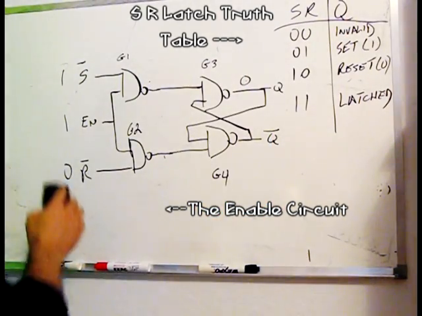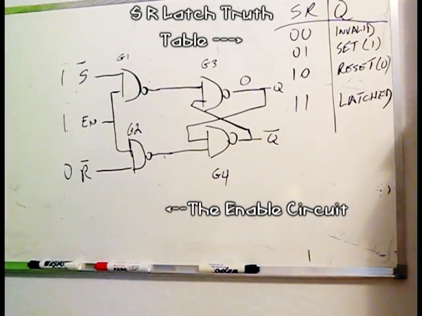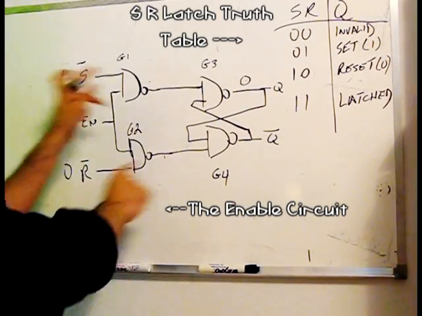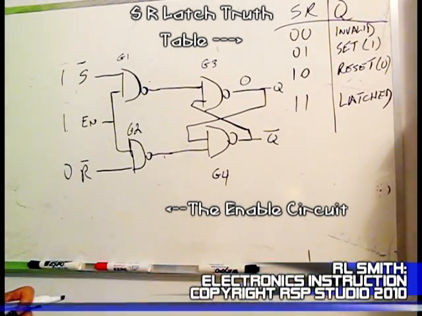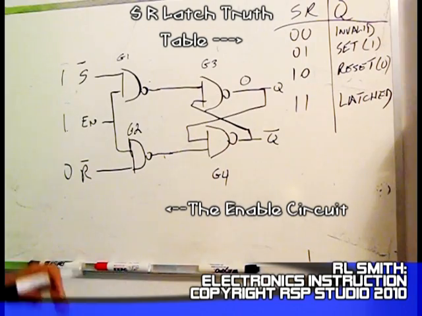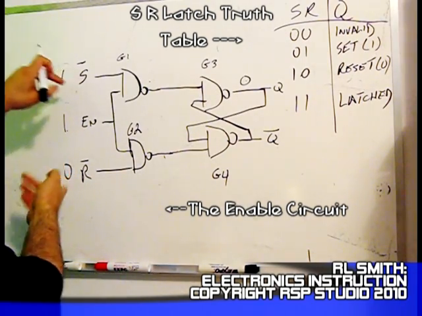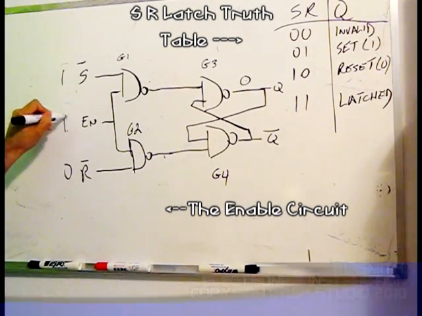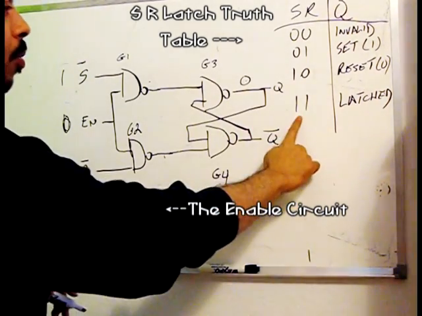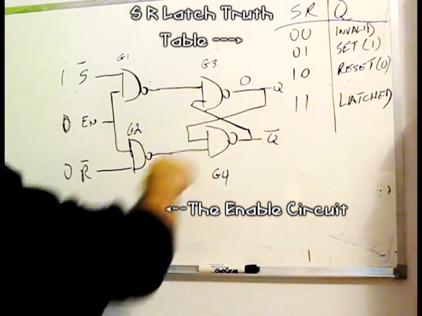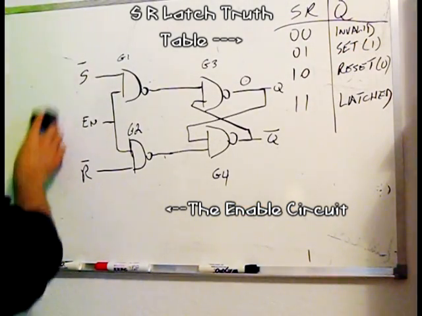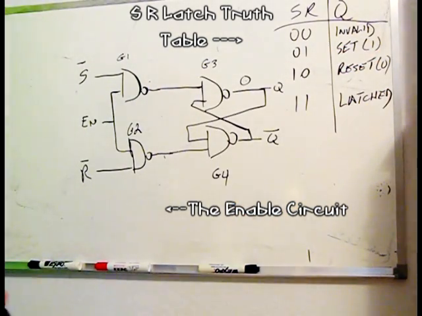But if the enable goes high, whatever's on S&R is going to pass straight through to the S&R latch. So really, this circuit is like a gatekeeper. If it's high, whatever's on S&R will be passed to the latch. If it's low, it is going to latch this part of the circuit. It'll provide the 1 and the 1 that it needs to stay in a latched position. So it makes it easier because now we have a logical enable-disable.